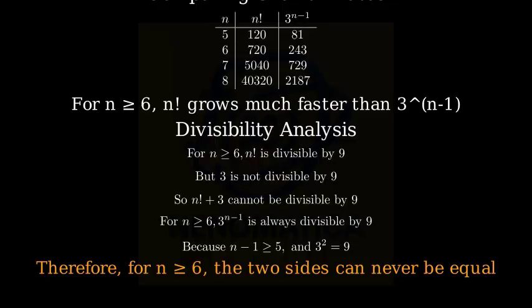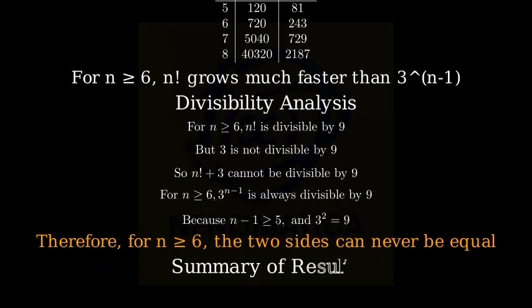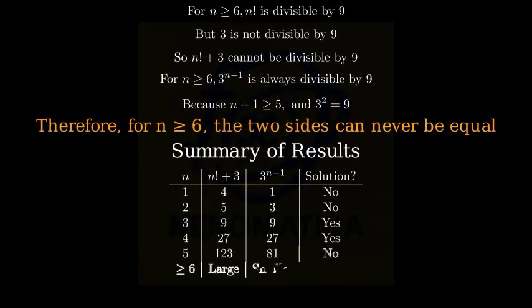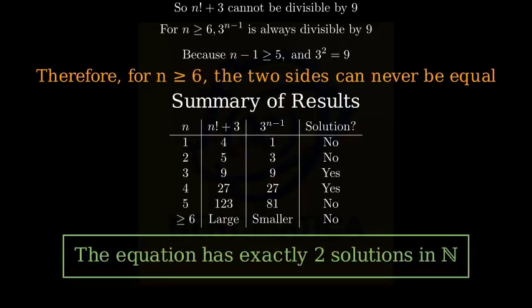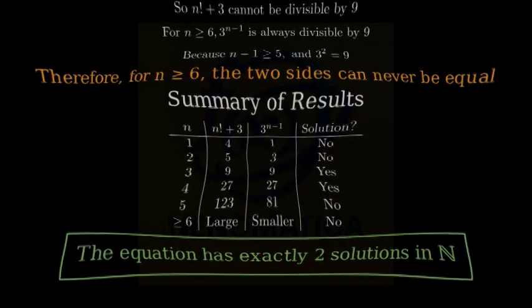Let's summarize our findings. We found that n equals 3 and n equals 4 are solutions to the equation. We also found that n equals 1, n equals 2, and n equals 5 are not solutions. And we proved that there are no more solutions for n greater than or equal to 6. Therefore, the equation n factorial plus 3 equals 3 raised to the power of n minus 1 has exactly 2 solutions in the set of natural numbers.